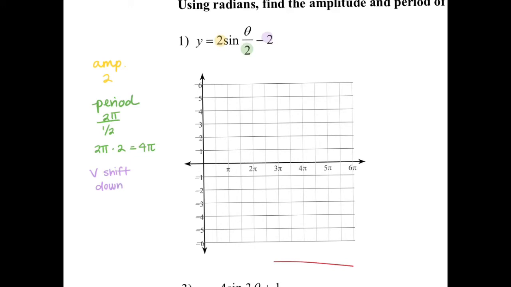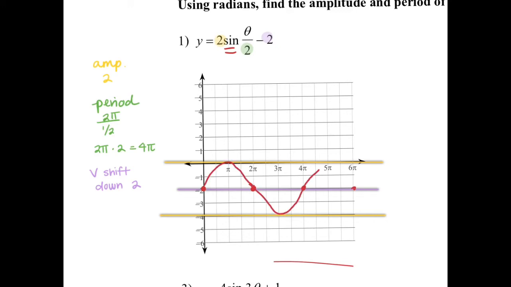Now when I go to graph this, I'm going to take care of the vertical shift down 2 first. So this purple line is going to become my new x-axis. Then I'm still going to do my boundary lines. I'm going to go 2 above my purple line and 2 below my purple line. So those yellow lines are my amplitude, that's my boundaries. Since I am a sine function, that means I start on my new origin, which is on the purple line on the y-axis. And then my period's at 4 pi, and in the middle is 2 pi. So that gives me my period, so I can draw my curve.